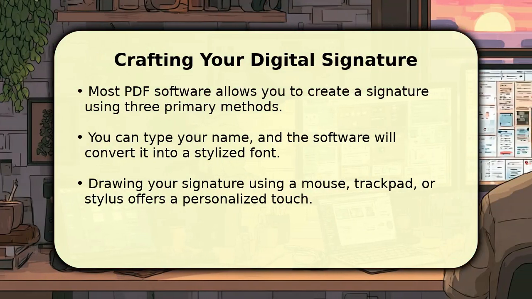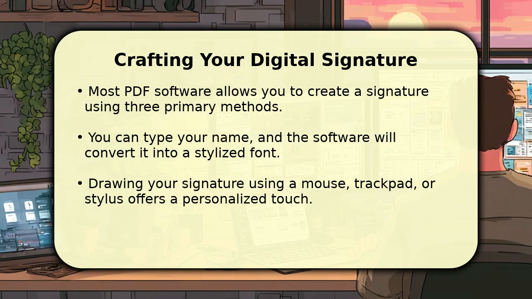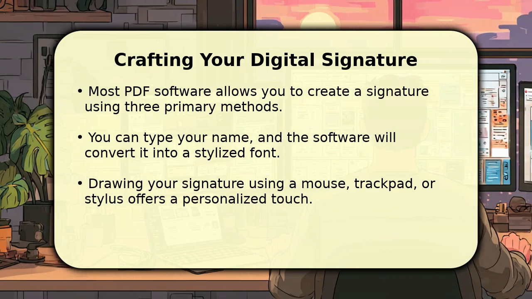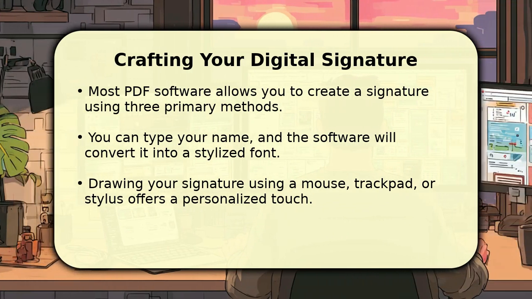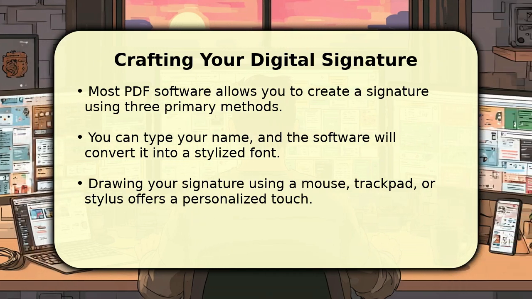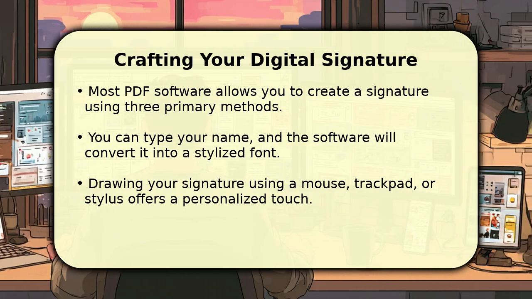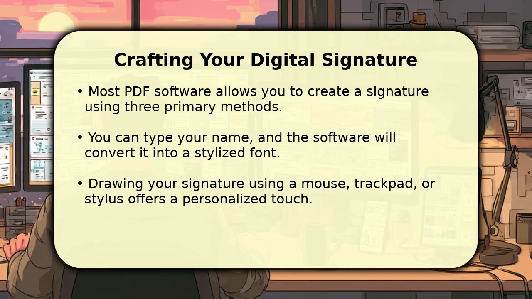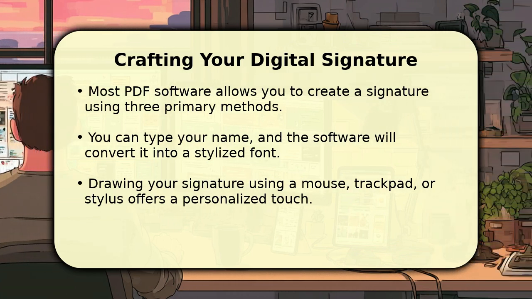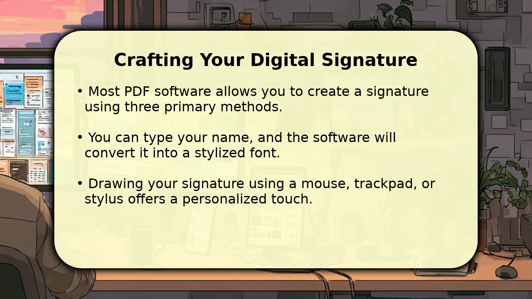Once you have your chosen software open, creating your actual signature is quite simple. Most applications provide 3 primary methods to generate your digital mark. You can type your name, and the software will automatically convert it into a neat, professional-looking signature. Alternatively, for a more personal touch, you can draw your signature using a mouse or trackpad, which takes only a few seconds to perfect. Finally, uploading an image of your handwritten signature is also a very popular and convenient choice.